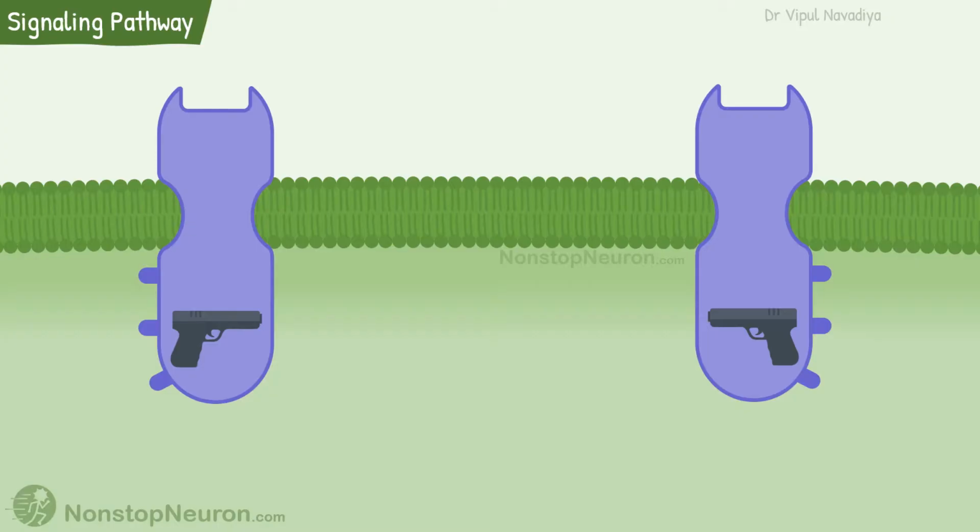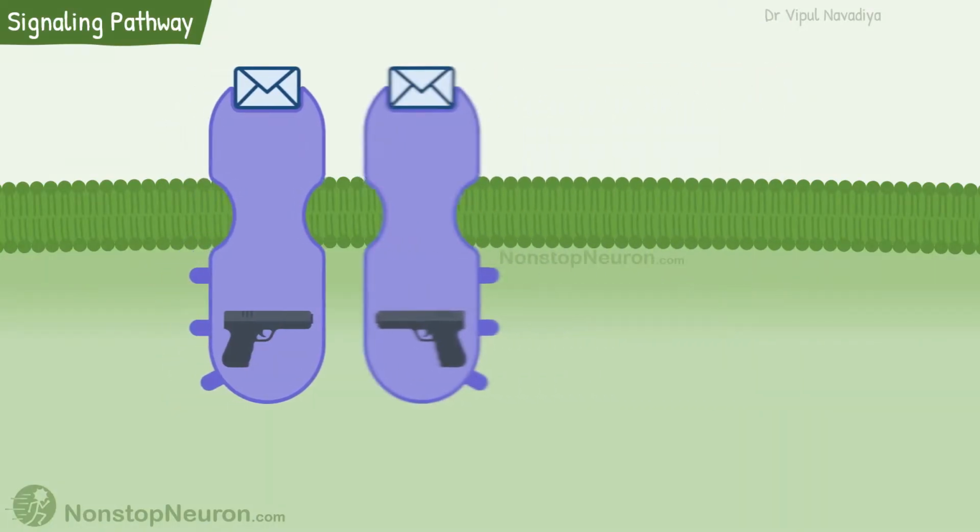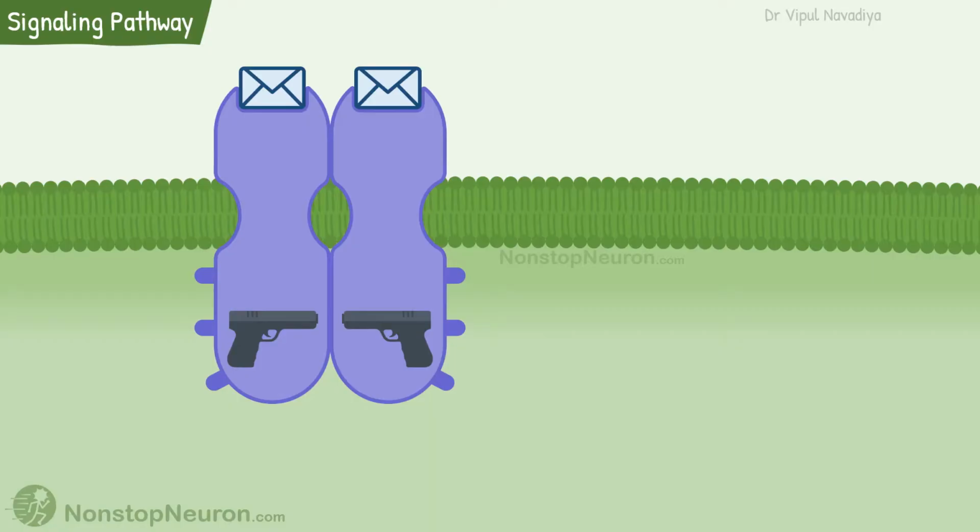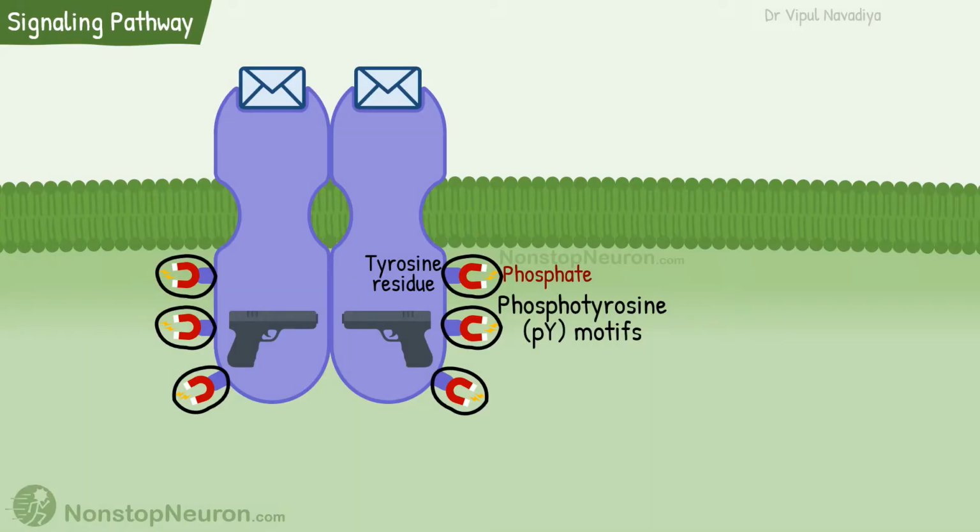Under resting state, these receptors are in monomeric form. The binding of the signal molecule causes two such receptors to come together and form a dimer. Now the kinase domain of each receptor adds a phosphate group to tyrosine residues on each other. This results in the formation of phosphotyrosine motifs.